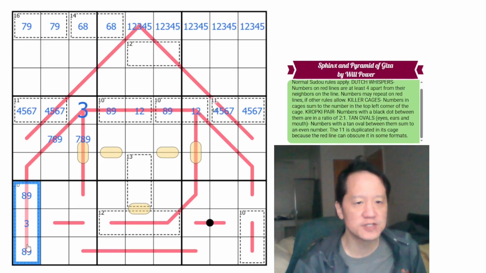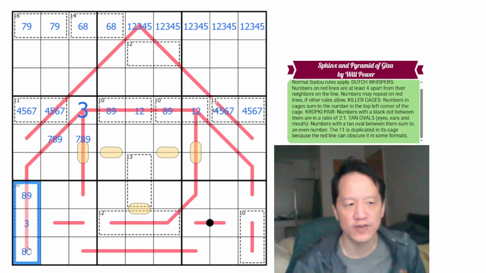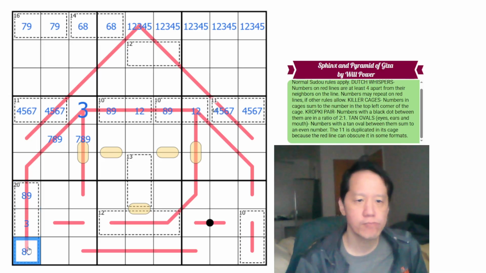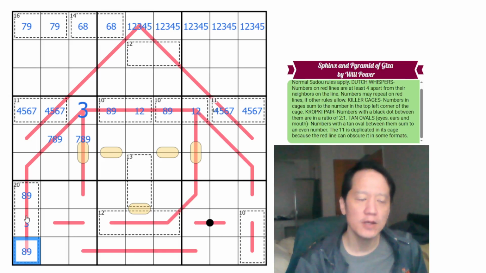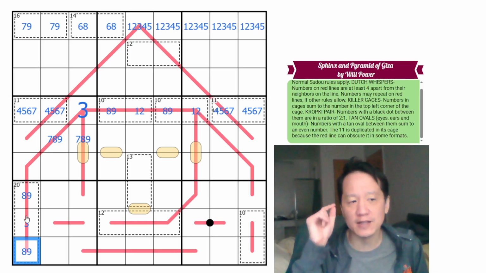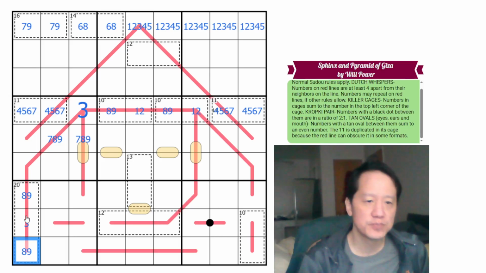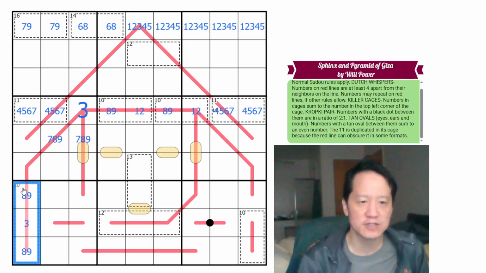You could have 5, 6, 9 technically, but again, you have the same problem with the Dutch whisper lines because they're all along the Dutch whisper lines. They all have to be 4 away from each other, and 6 is not 4 away from 5 or 9. Or sorry, they don't have to all be 4 away from each other, but they have to be 4 away from at least one of the other digits. And that's not possible with 5, 6, 9.